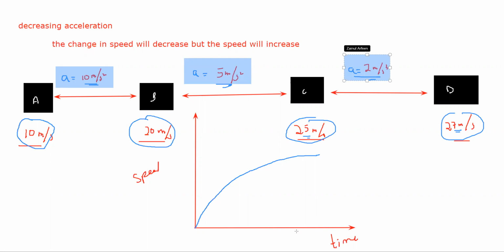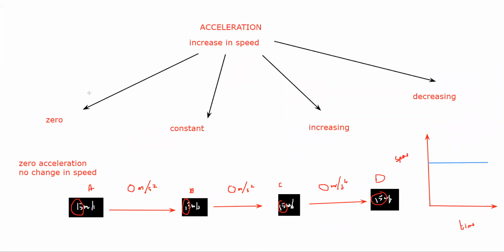In the beginning, there's a greater change, but with the passage of time, the change is decreasing. Is it clear? So what will be the shape of the graph? The shape of the graph for a speed time graph is always a curve, and the slope will decrease. So these are the 4 graphs for explaining the acceleration of an object. So acceleration of an object, which is a change in speed, can be 0.